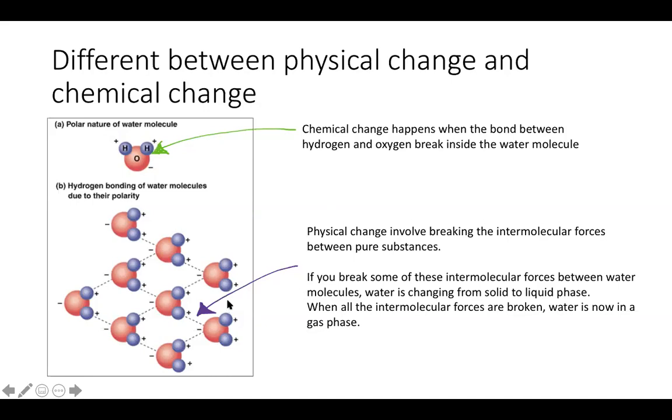On the other hand, physical change is basically breaking down these weak interactions between the water molecules. Again, we'll talk more about this in a later chapter. This breaking down of weak interaction, that interaction is an intermolecular force.